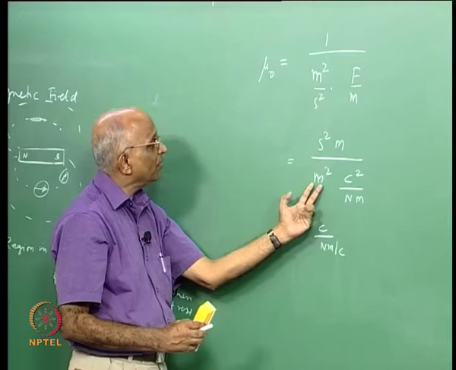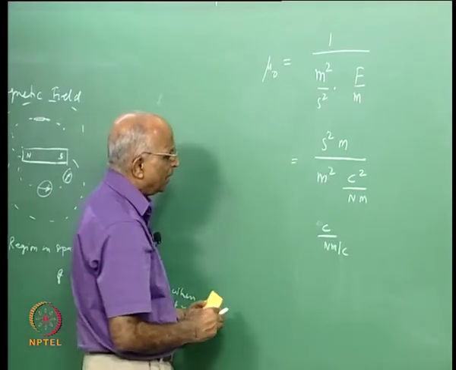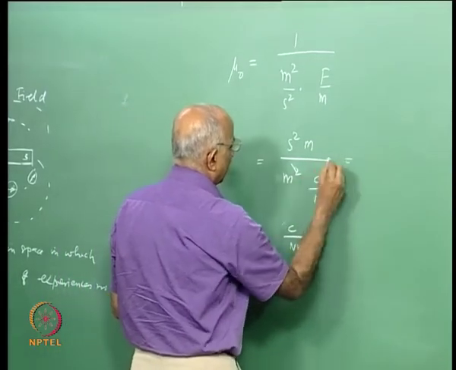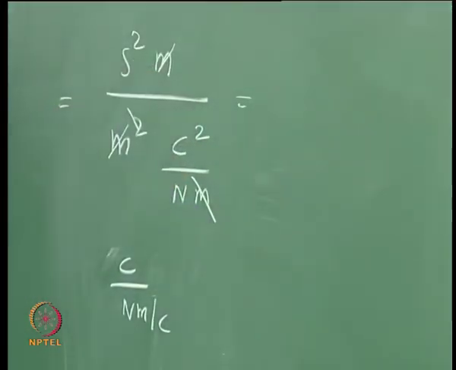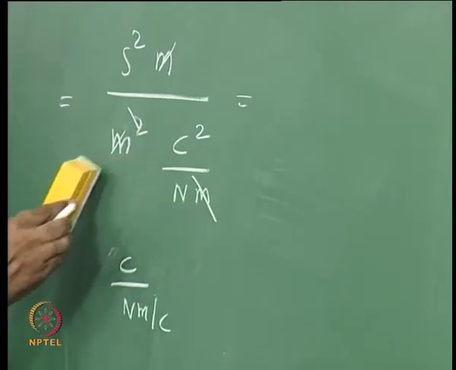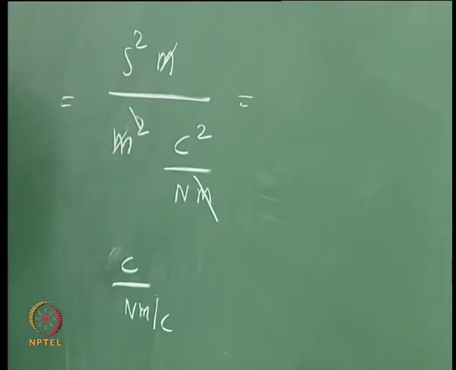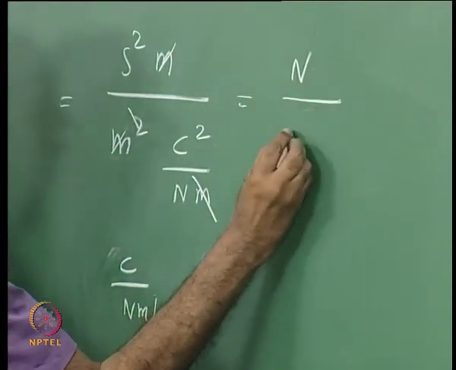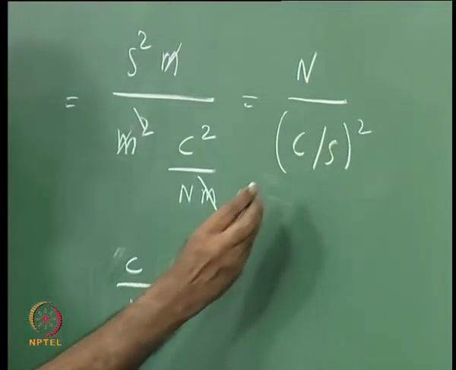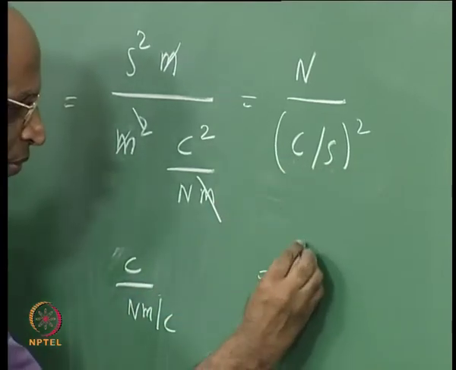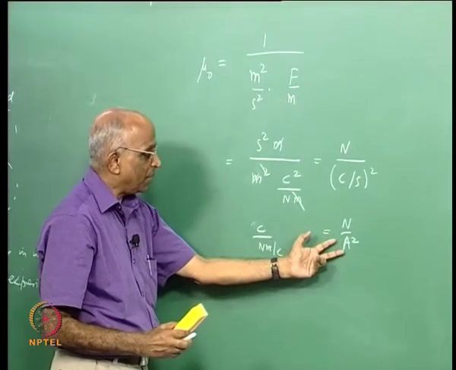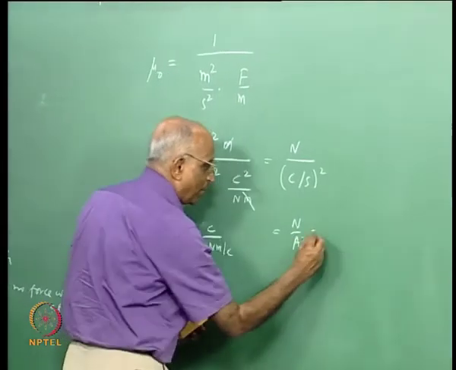This is equal to meter square from here, I had already taken this over here, and therefore I cancel this, and therefore now I get meter, yes, meter also goes off, meter square, let us do one at a time, yes, meter square goes off, and this is equal to Newton by C by S square, or rather this becomes charge per unit time, unit second, equal to Newton by ampere square, and this is what is the unit for permeability, Newton per ampere square, and this is also denoted by Henry per meter.